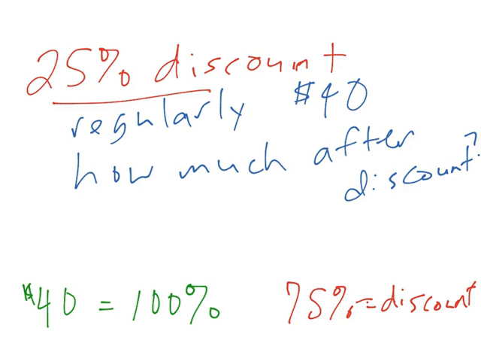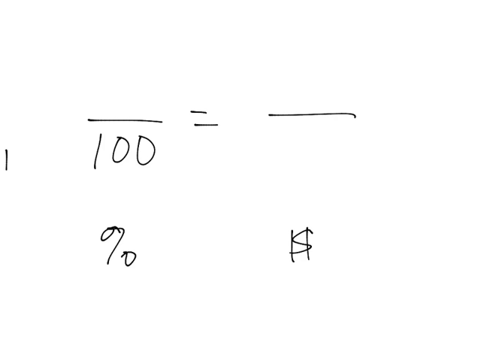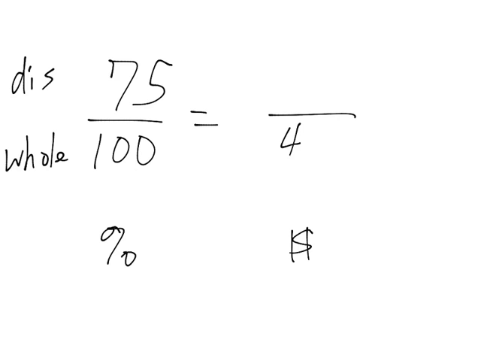Okay, so think about your proportion. If we set this up again with percents on one side and dollars on the other, I can say the whole thing, the item here, and then the discount is on top. So the discount says I have 75% left, because we got rid of 25. And if the original price is 40, then what's the discount price?